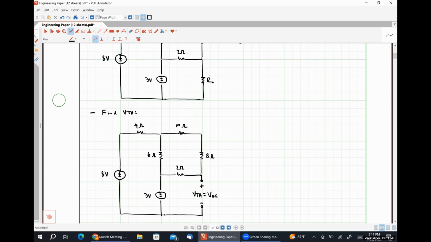So now our goal is to simply solve for this voltage VTH in any way that makes sense to us, okay? So if I'm looking at this particular circuit, the only simplification that jumps out at me would be to combine that 10 ohm resistor in series with that 8 ohm resistor into a single 18 ohm resistor. So I'm going to do that just really quickly.